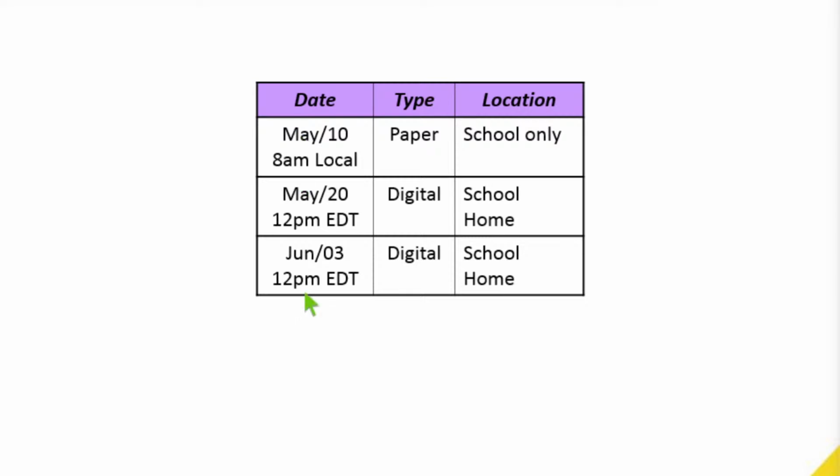So the dates for AP, we looked at these. May 10th is 8 a.m. local time. It is the paper, and it is offered only in your school. May 20th and June 3rd, these are digital. The digital ones are offered at 12 p.m. Eastern Daylight Time. So they're coordinating the times, which means you could be taking it earlier or later. These digital ones, depending on what your coordinator, what your school decides, will be either administered at school or at home. And that's a decision your school needs to make. You can't make that decision as a student.